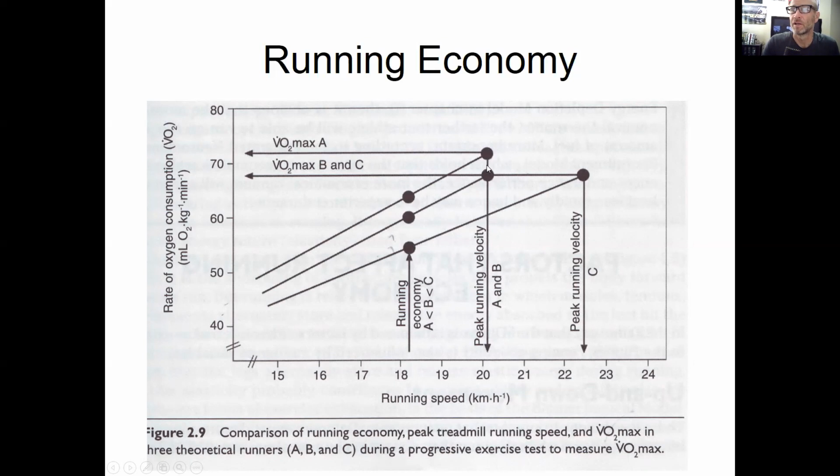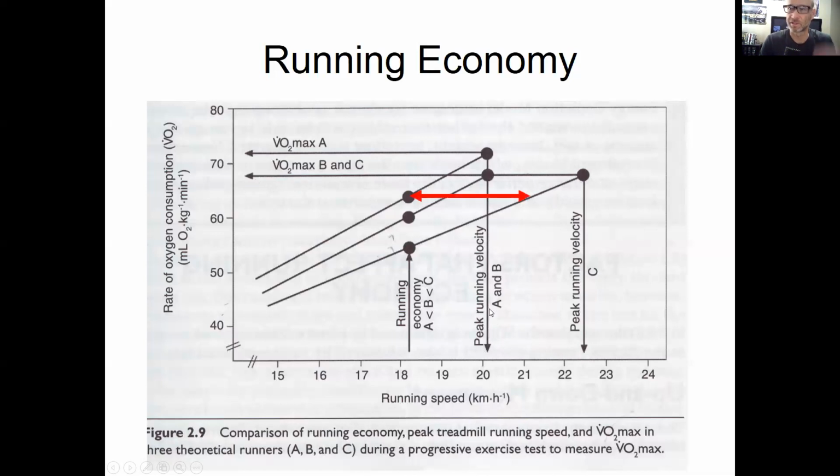And even out here, we look at the peak value that runners A and B achieved. They achieved the same peak velocity at the end of the test, but different VO2 maxes. That goes back to what we talked about in part 1 of this chapter, that we have the same performance, but different VO2 maxes. Whereas runner C had the same VO2 max as B, but a much better running performance in terms of the graded exercise test. They went all the way to 22.5 kilometers per hour. So same VO2 max, but better performance.